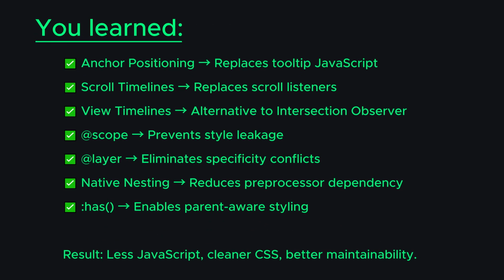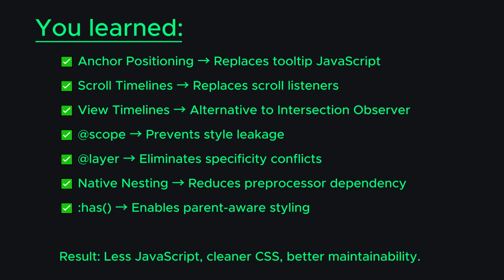Let's recap what you've learned today. Anchor positioning replaces a huge amount of tooltip and popover JavaScript. Scroll timelines let animations respond directly to scrolling. View timelines make viewport-triggered animations incredibly simple. @scope prevents style leakage and improves maintainability. @layer gives you predictable control over the CSS cascade. Native nesting reduces the need for preprocessors. And has finally gives CSS parent awareness.